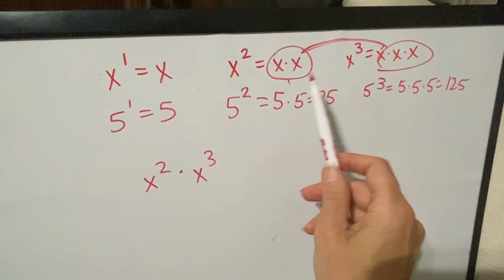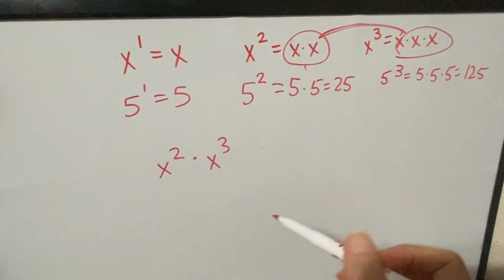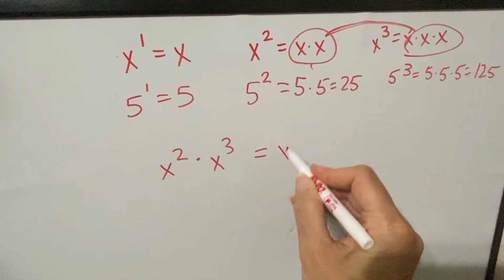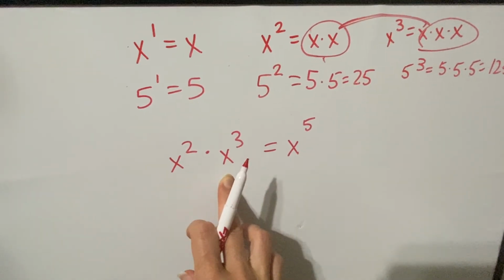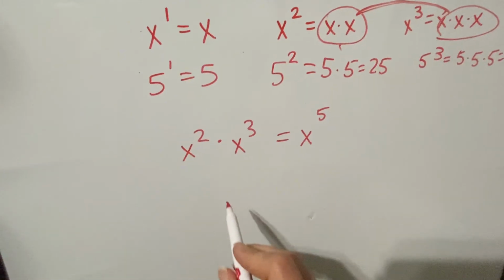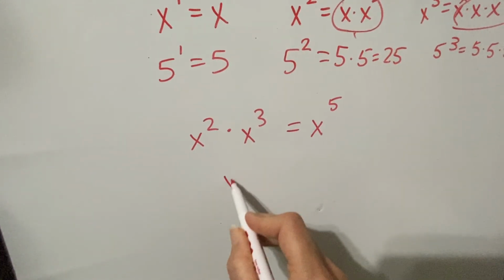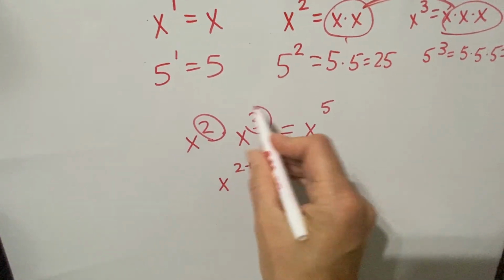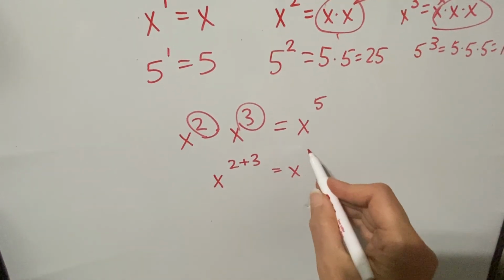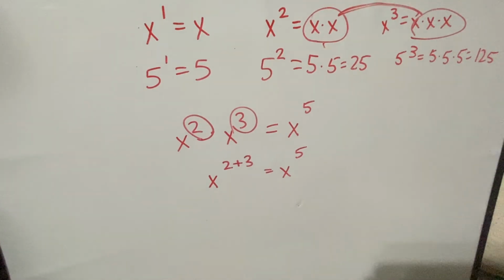So that's actually 1, 2, 3, 4, 5 x's, so that would be x to the fifth. So x squared times x cubed is x to the fifth. All you have to do is add those exponents. You add your 2 plus your 3, and you get your answer.